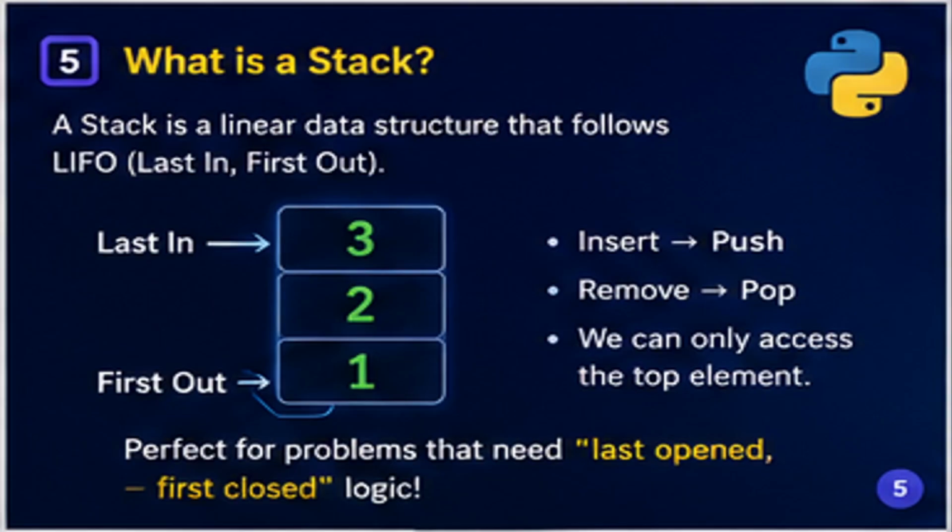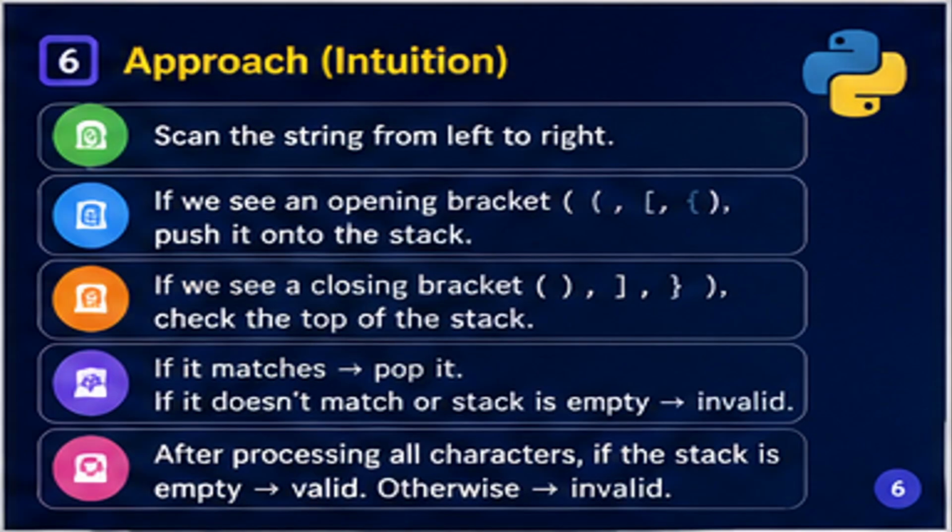Here's the main idea. We scan the string from left to right. Whenever we see an opening bracket, we push it onto the stack. Whenever we see a closing bracket, we compare it with the top element of the stack. If they match, remove the opening bracket from the stack. If they don't match, or the stack is already empty, the string is invalid. After processing every character, the stack should be empty. If it isn't, there are unmatched opening brackets.